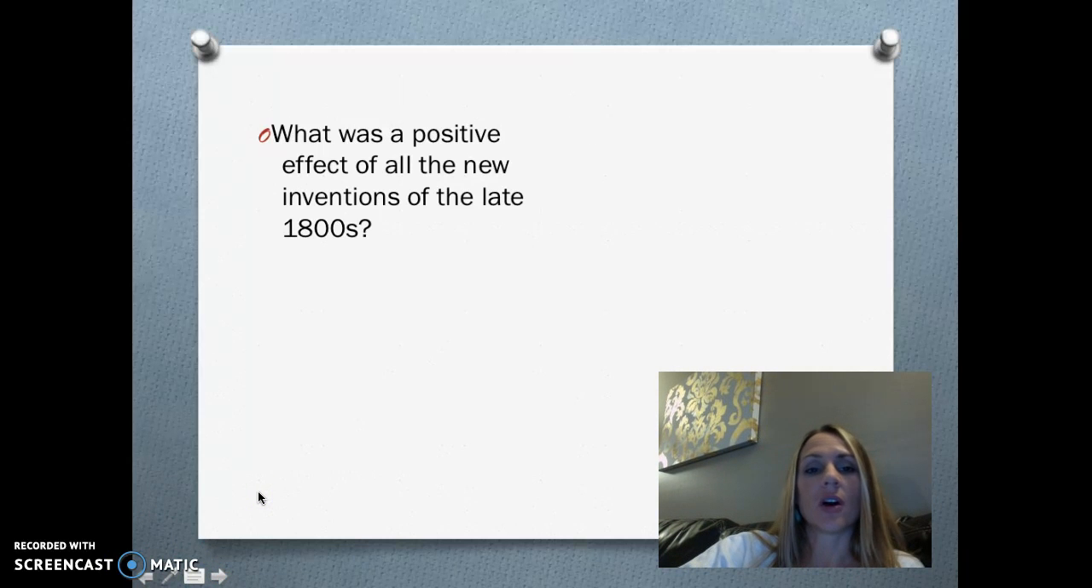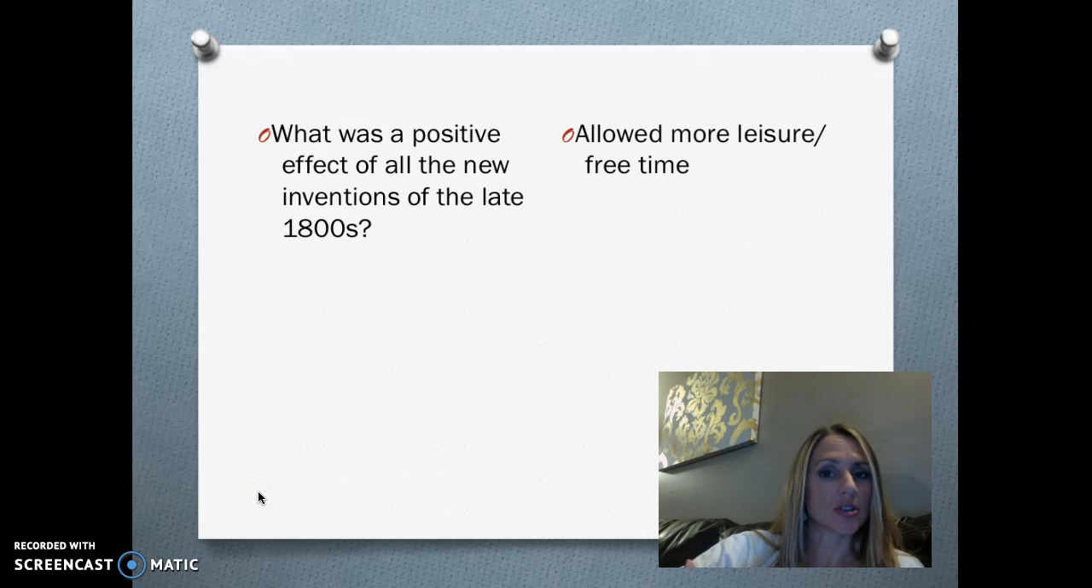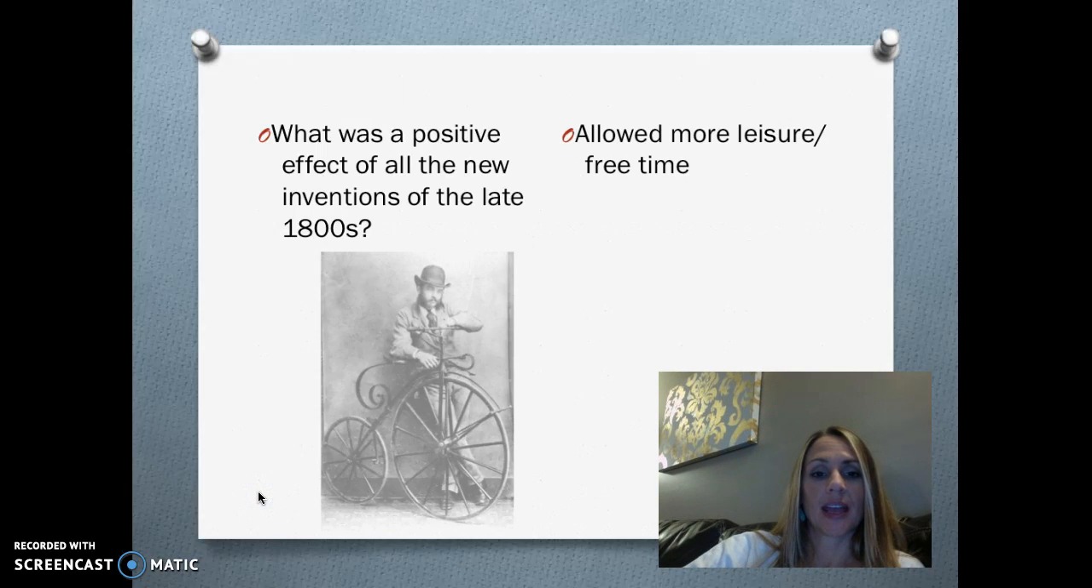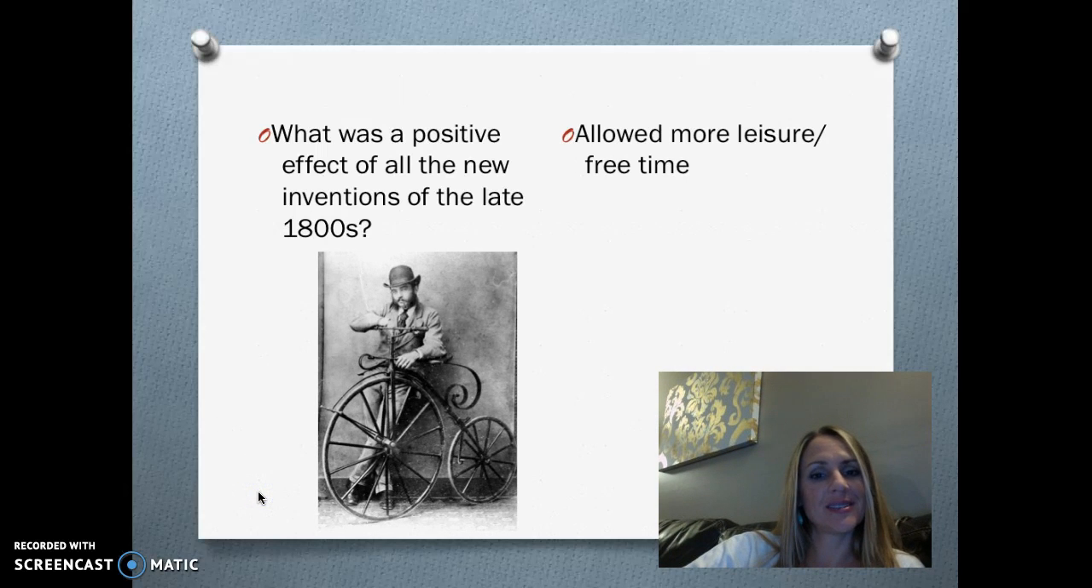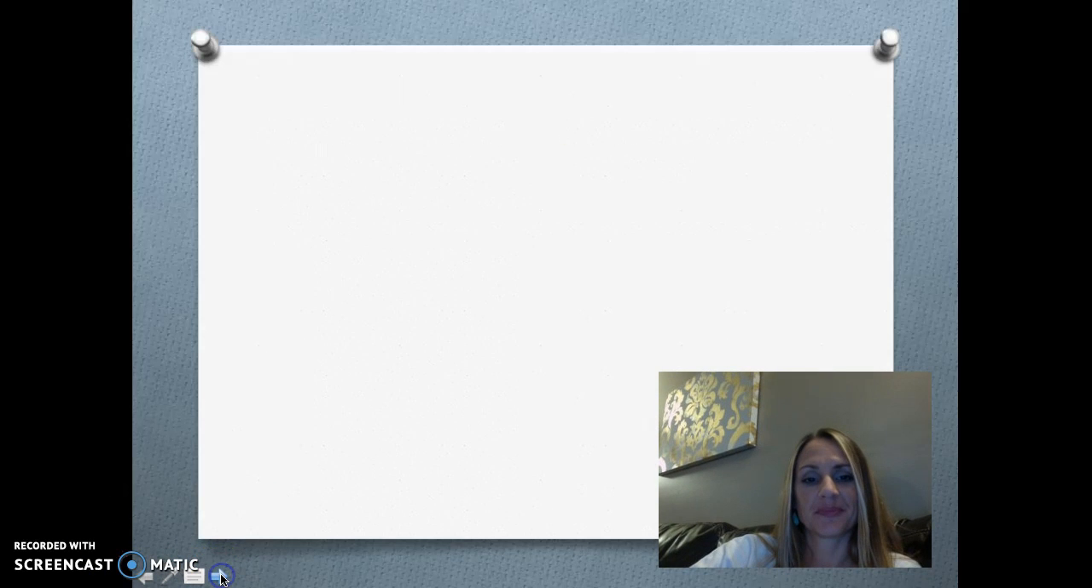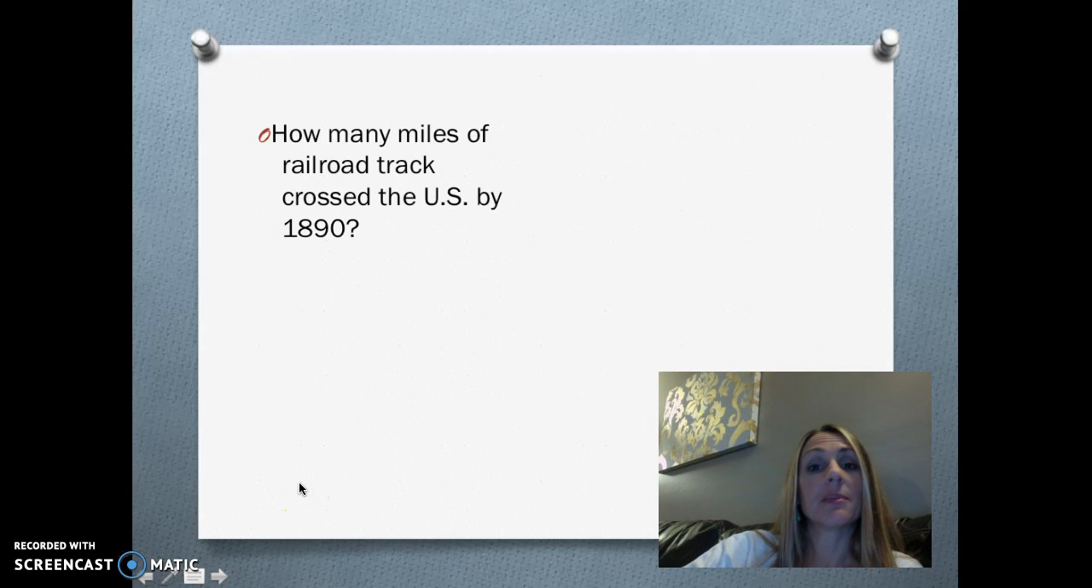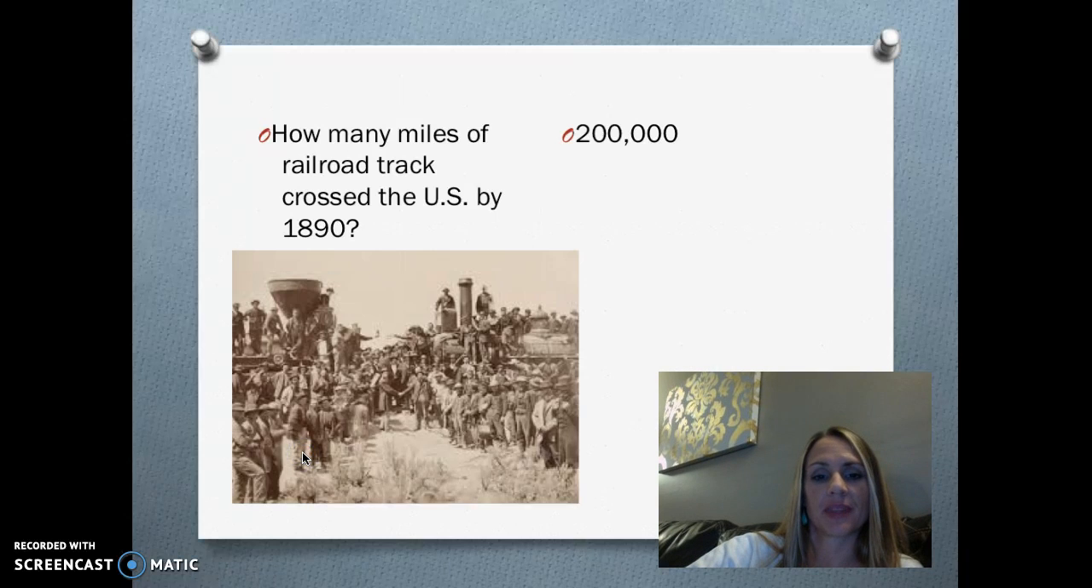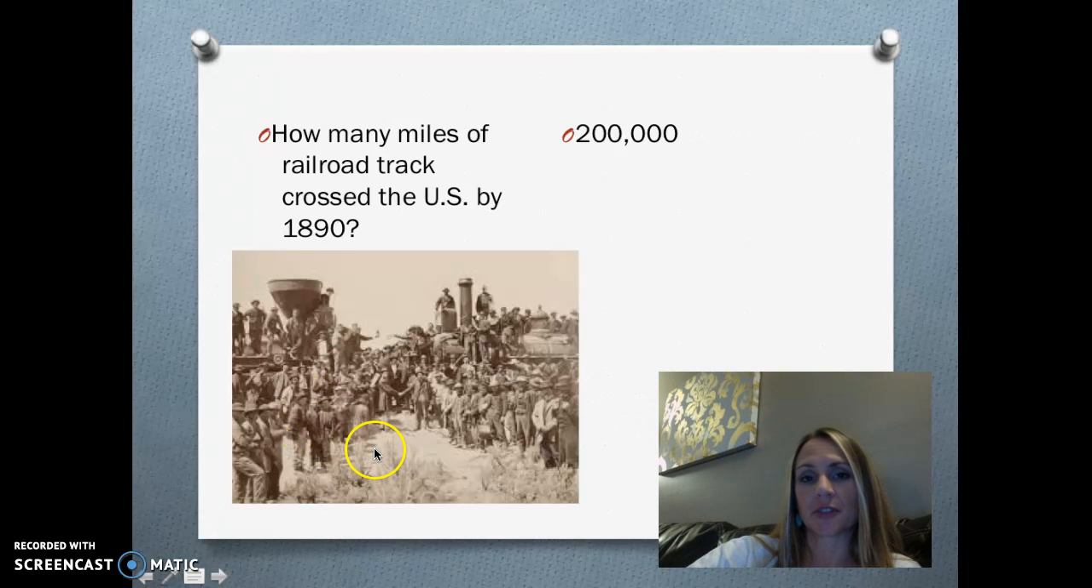All right, so out of all of the new inventions of the late 1800s, what was one positive effect? More free time. You can also say leisure time. Your book used leisure time. And if you were super lucky, you had one of these. How many miles of railroad track crossed the U.S. by 1890? 200,000, just about 200,000. And this is a picture, of course, when the two railroad tracks met up with each other and connected for the first time. They had a party.